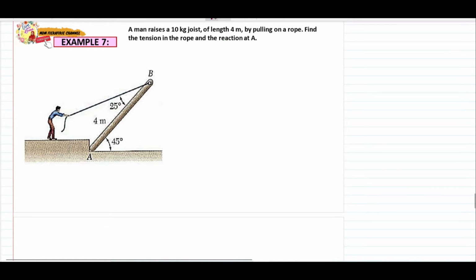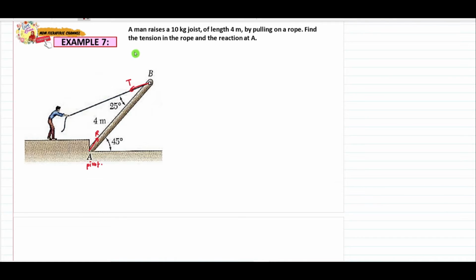So here we have a man raise a 10 kg joist of length 4 meter by pulling on a rope. So find the tension in the rope and the reaction at A. Means that we want to find what is the value of tension. So here we have T. And then the question asks us to find the reaction at A. So kita akan ada reaction force here. So we consider this as a pivot point.